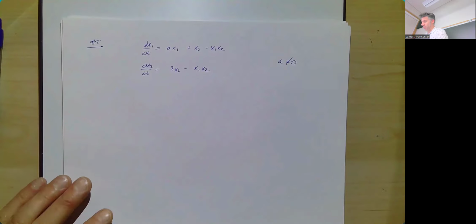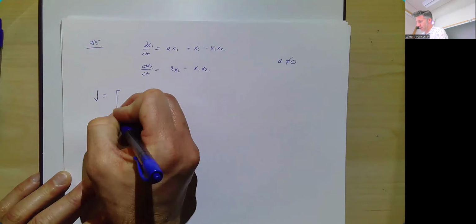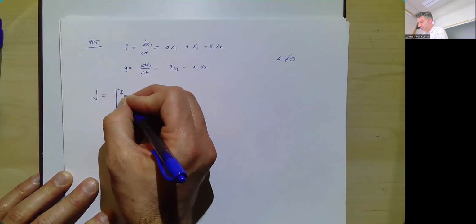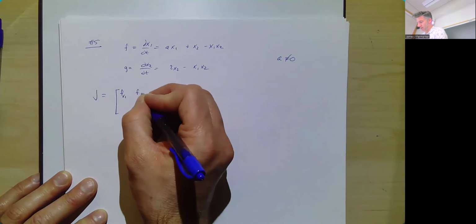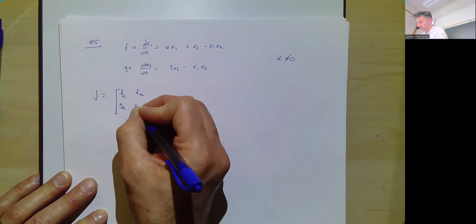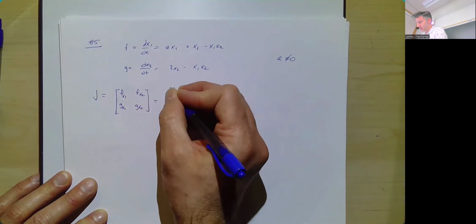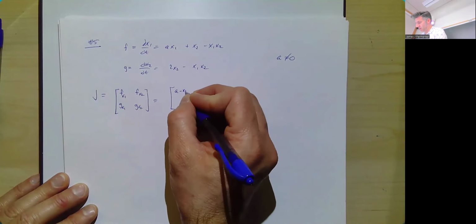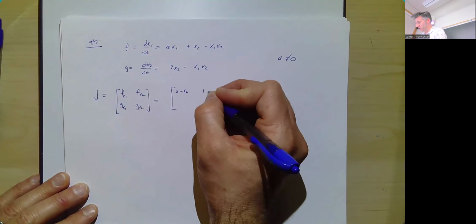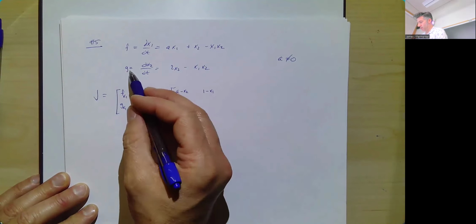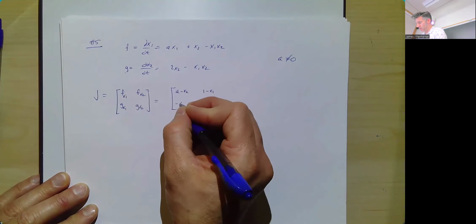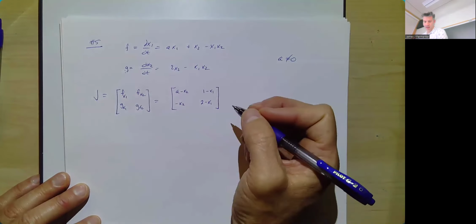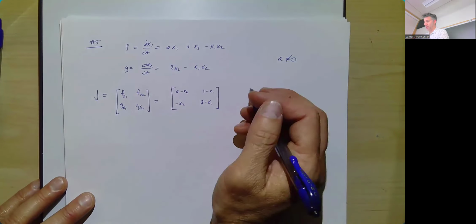First, compute the Jacobian. Okay, Jacobian is not a big deal. I usually like to call this f and this g. So the Jacobian is going to be the partial derivative of f with respect to x1, of f with respect to x2, g with respect to x1, g with respect to x2. The partial of f with respect to x1 is going to be a minus x2. And then with respect to x2 is going to be 1 minus x1. For g with respect to x1, it's going to be minus x2. And for g with respect to x2, it's going to be 2 minus x1. Cool, I like that.